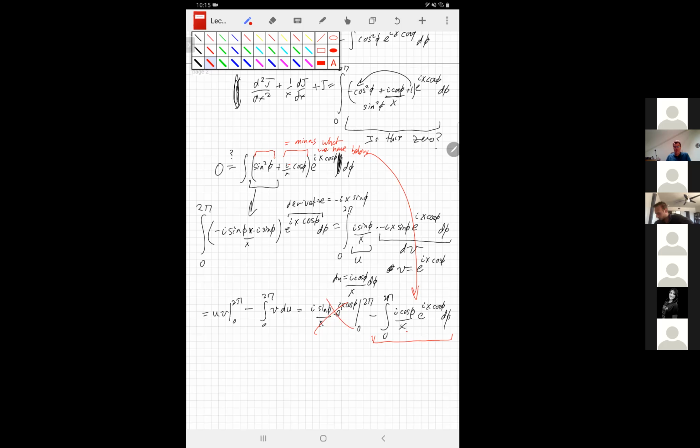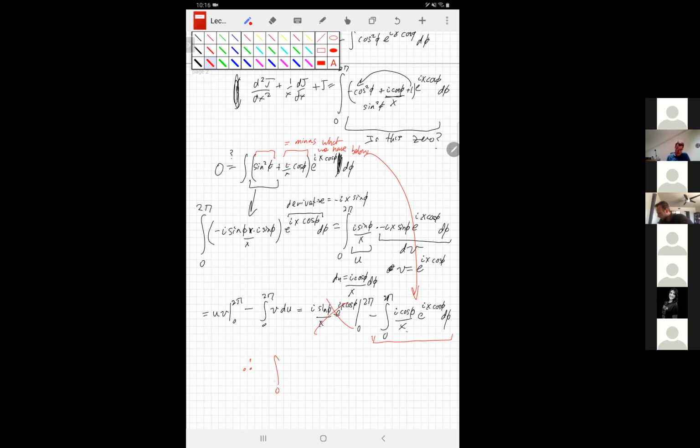But we don't need the integrand to be 0. We just need the integral to be 0. And so if we plug this integral into Bessel's differential equation, we get something messy out, and then we integrate it. What we get is indeed 0.